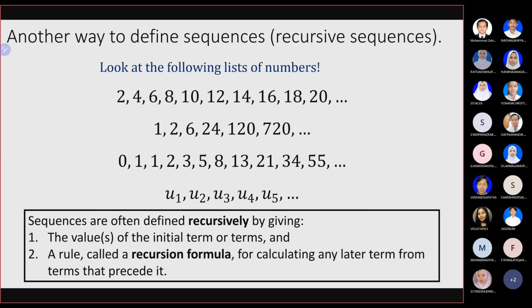And then, okay, now we have a different way to define a sequence. So we have 3 ways to write a sequence before. Now we want to learn about another way to define a sequence. Yeah. In this case, we look at this list of numbers again.